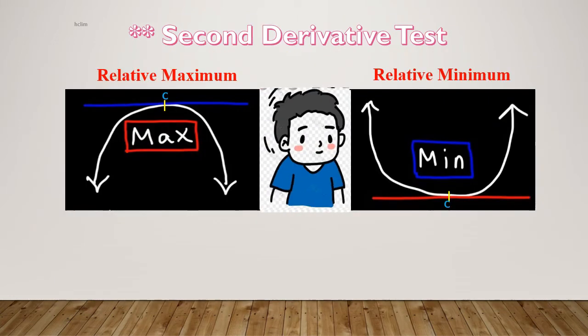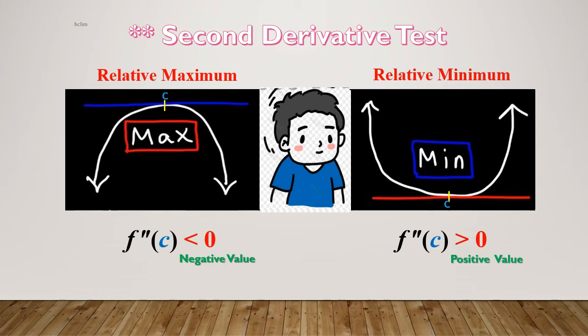For the second derivative test, the function will have the relative maximum when the value of second derivative is less than 0 or negative. The function will have the relative minimum when the second derivative has the value of greater than 0 or positive value.